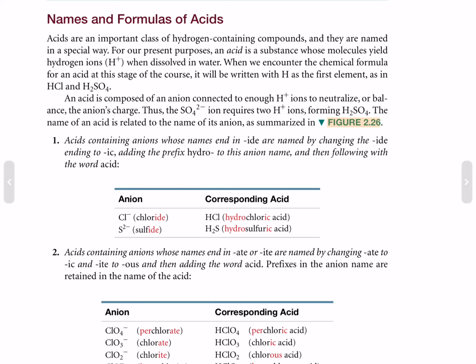Number 1. Acids containing anions whose names end in "ide" are named by changing "ide" to "ic" and adding the prefix hydro to the anion name and then following it with the word acid. Cl negative 1, chloride ion, hydrochloric acid. Sulfide anion, hydrosulfuric acid.